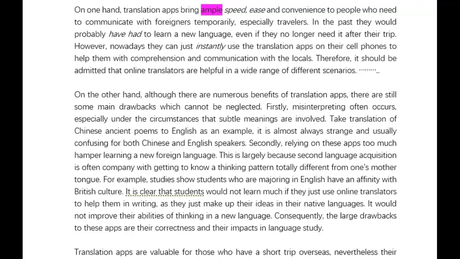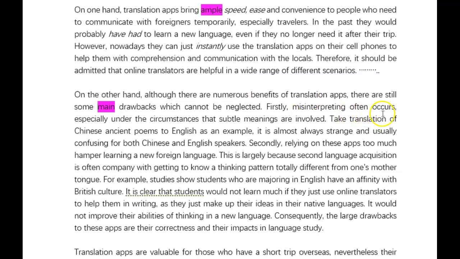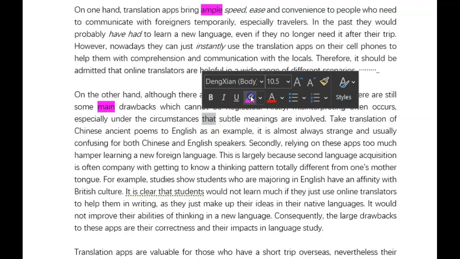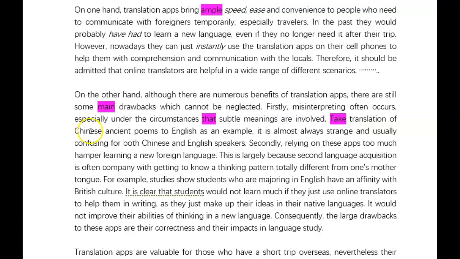On the other hand, longer paragraph, this one. Although there are numerous benefits of translation apps, there are still some, I'd say, important drawbacks or significant drawbacks, which cannot be neglected. Firstly, misinterpreting often occurs, especially under circumstances where subtle meanings are involved. Don't say take the translation. No, this is not academic. In the translation of Chinese ancient poems to English as an example, nice, that's better. Or as an example, no, just put in the translation, yeah, as an example. It's always strange and usually confusing with Chinese and English speakers alike.